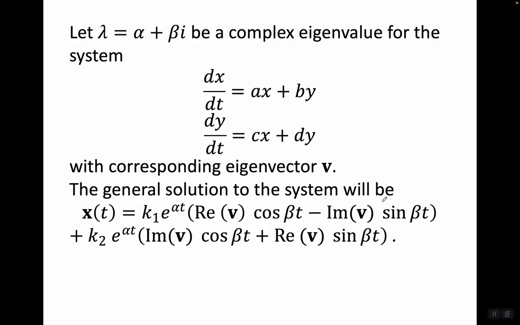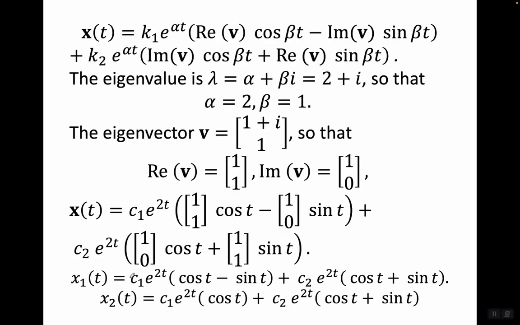The general solution to the system will be, and again, this is cool, just in terms of real numbers: k1 e to the alpha t times the quantity real part of v cosine beta t minus imaginary part of v sine beta t, plus k2 e to the alpha t times the quantity imaginary part of v cosine beta t plus real part of v sine beta t. You'll see in a moment how we use this.